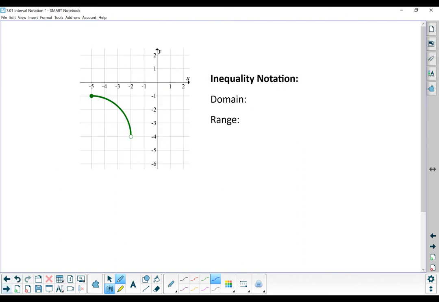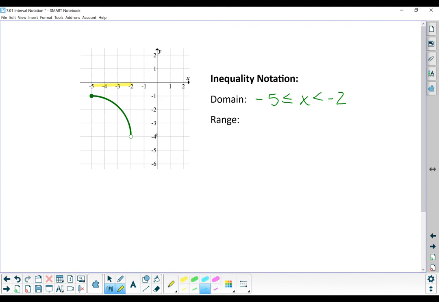All right, we're going to write this in inequality notation. For domain, we are thinking from left to right. Whoops, too far. Actually it stops at the -2, doesn't it? So the domain would be, and I'm writing it as an inequality, from -5 to -2, put the x in the middle. Included on the left, not included on the right.